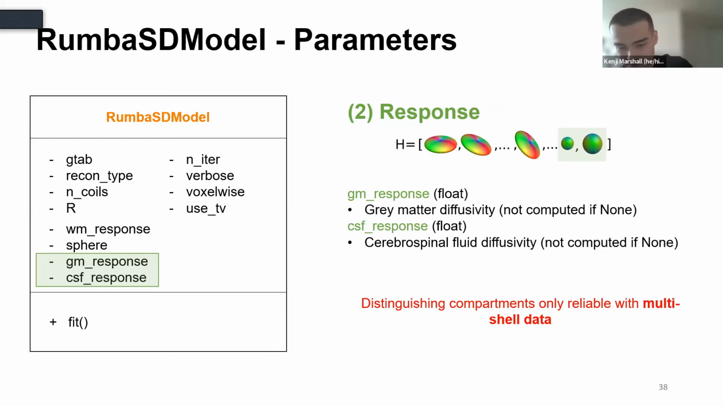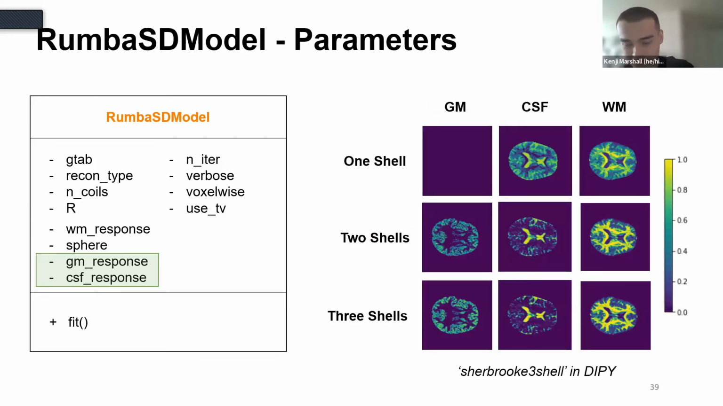But to get a sense of what this looks like, I ran this little experiment. So this is running Rumba on in vivo data. Specifically, it's the Sherbrooke 3-shell data set in Dipy.